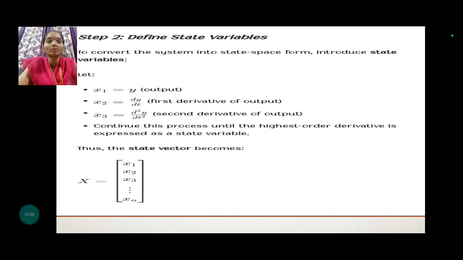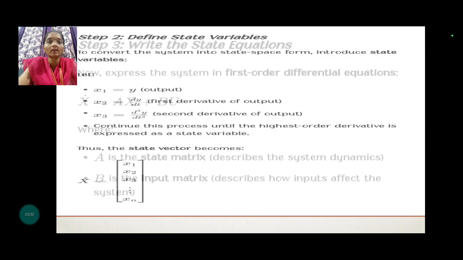To convert the system into state space form, introduce state variables. Let x1 equal y, the output, x2 equal dy/dt, the first derivative of the output, and x3 equal d²y/dt², the second derivative of the output. Continue this process until the highest order derivative is expressed as a state variable. Thus the state vector becomes x equals x1, x2 and so on up to xn.